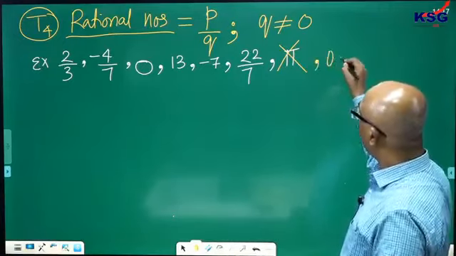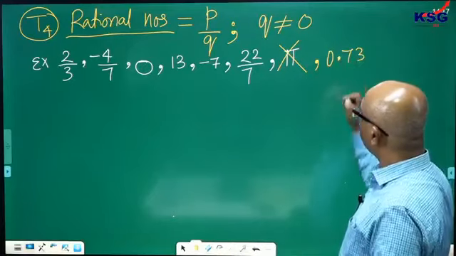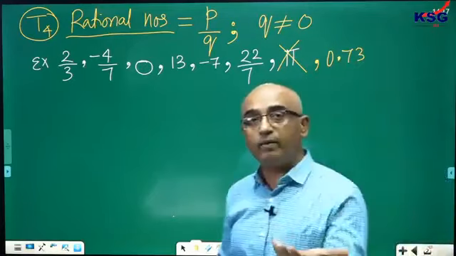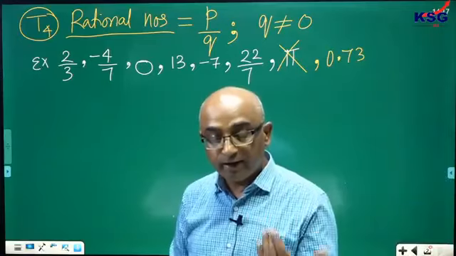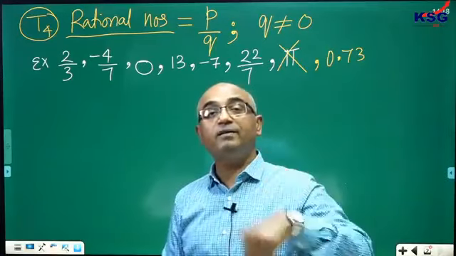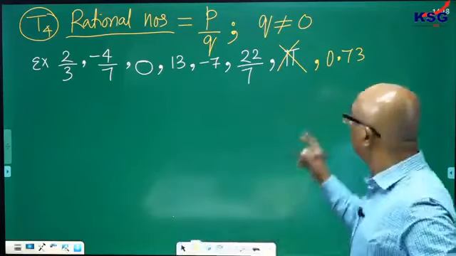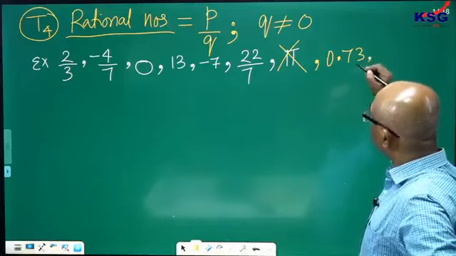Okay, now see 0.73. Decimal numbers, 0.73 is also a rational number. 0.73 can be written as 73 by 100. So 0.73 is a rational number.